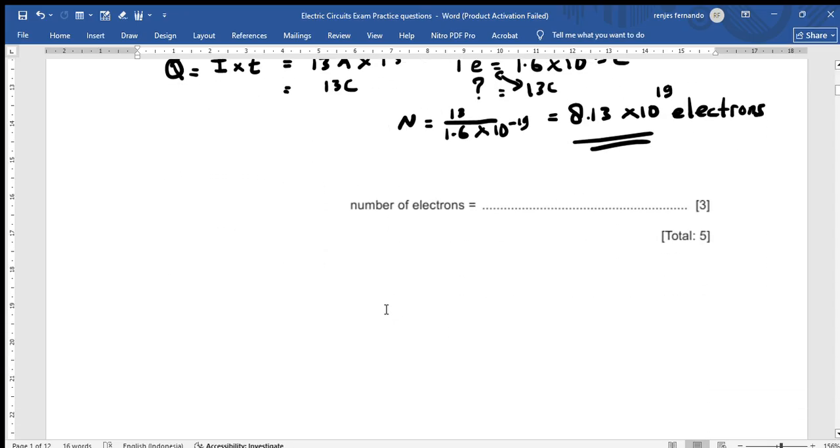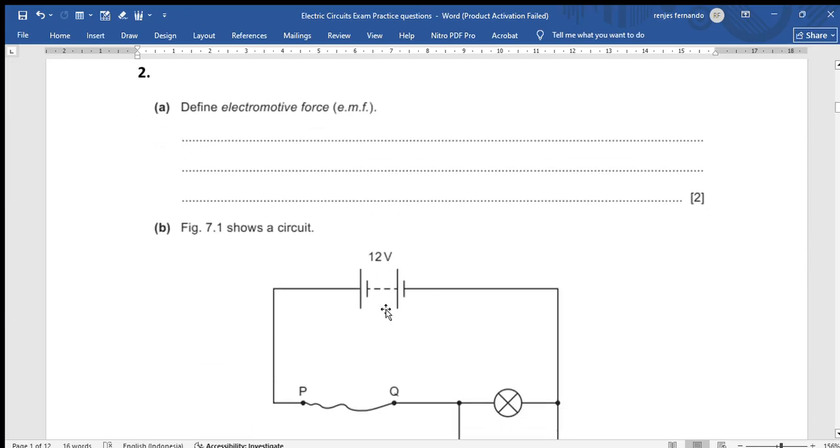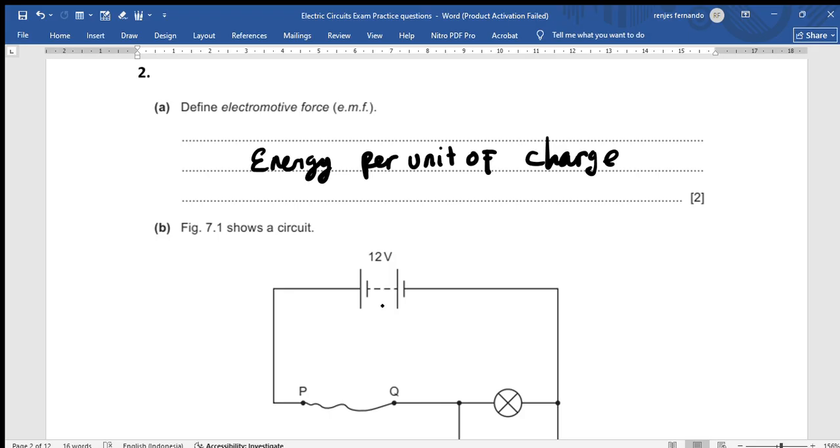Okay, next one. Define the electromotive force or EMF. EMF, or electromotive force, is the energy per unit of charge, because the EMF, which is the voltage, is equal to energy, which is E, divided by Q, which is charge.